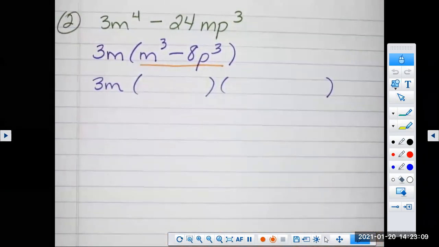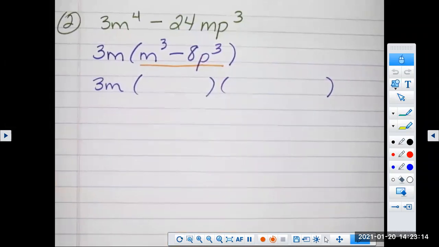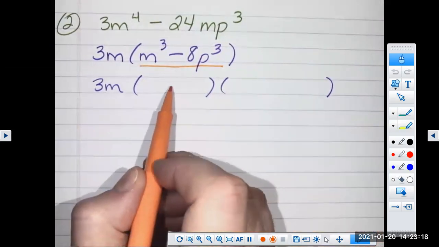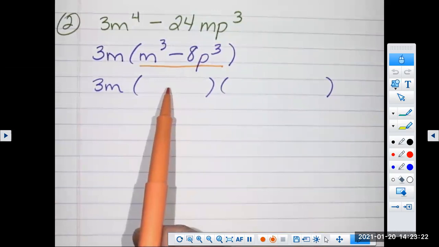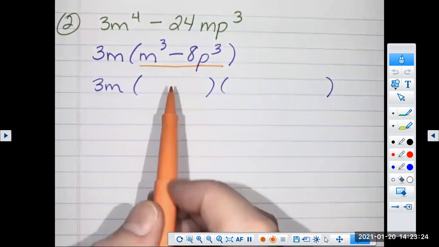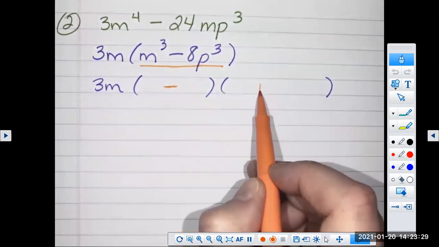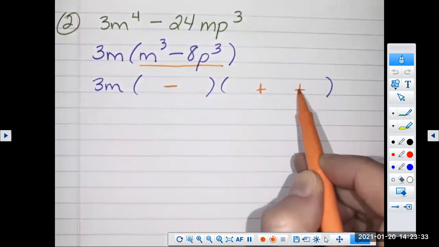So then let's factor this part. This sign should be what? Good. The first sign's always the same. Second sign's different. And the last sign is a plus sign.